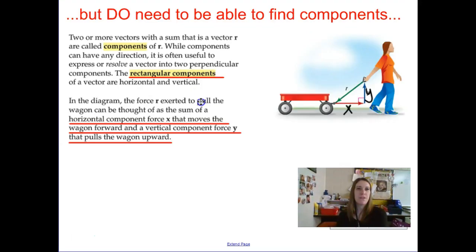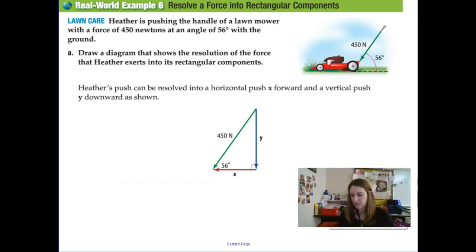So, this question, let's skip ahead. Let's go to this question. So we have our lawnmower, and they're talking about the force being pushed down, and they tell me a 56-degree angle with the ground. So if I think about, okay, how would I be solving for X? Well, this is a right triangle problem involving adjacent and hypotenuse, so that's a cosine problem. So we have the cosine of 56 degrees equals X over 450. So if I thought about how I'm going to solve for X, I would multiply 450 times the cosine of 56.